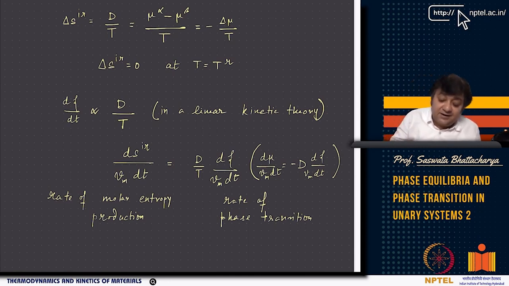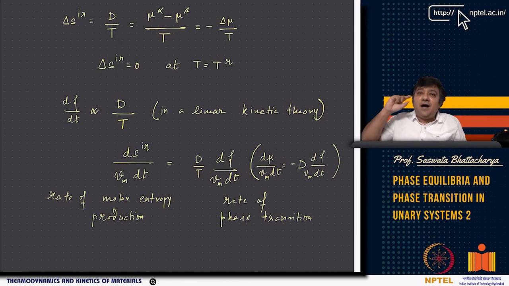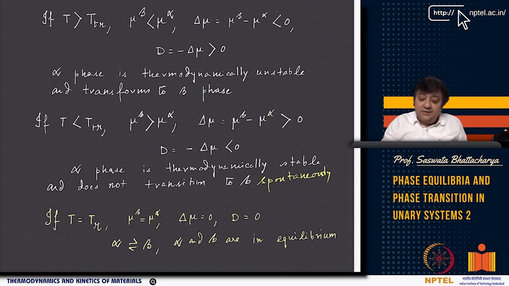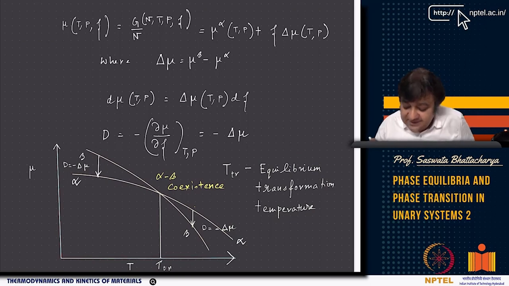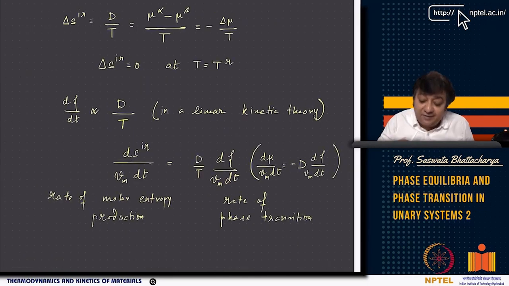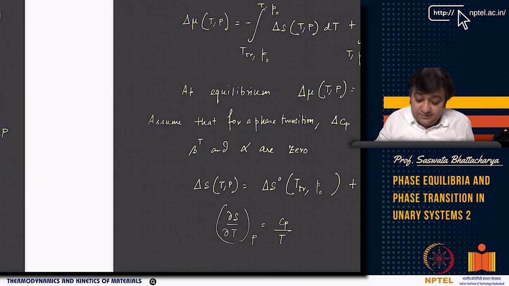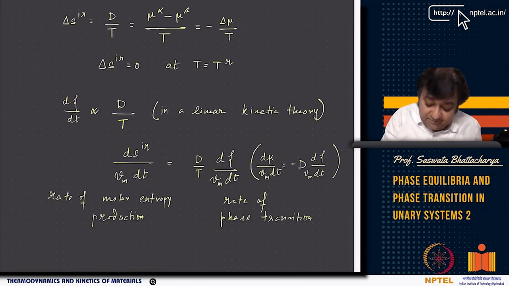So it is basically telling the rate at which this transformation will take place, or the rate at which the starting liquid will completely convert to a solid, say for example, or a starting alpha, when alpha is thermodynamically unstable. So alpha is thermodynamically unstable when T is greater than T_tr, right? So it will spontaneously transform to beta, but at what rate it will transform, if you want that, then you can insert time on this internal process variable or order parameter. So this is basically the evolution of order parameter as a function of time, which is proportional to D by T.